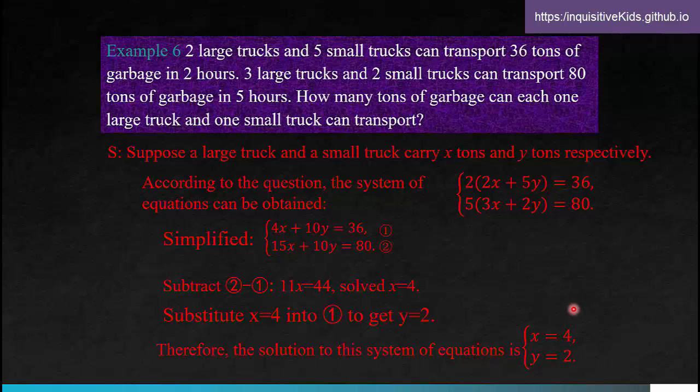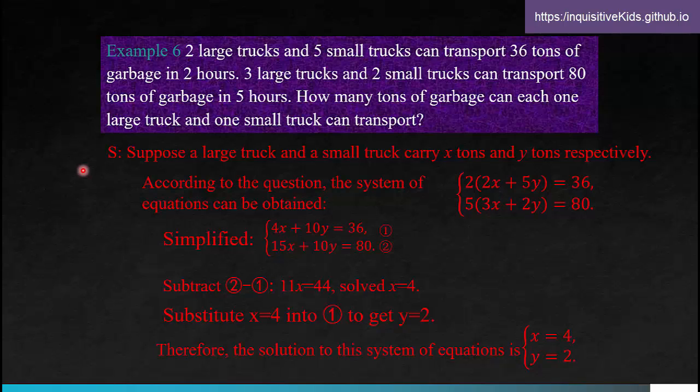So let's look at the solution. Suppose a large truck and a small truck can each carry x tons and y tons at one time, respectively. According to the question, the system of equations that can be obtained is, and we have it written out right here. Simplify, and we have 4x plus 10y is equal to 36. That's equation number 1. Equation 2 consists of 15x plus 10y is equal to 80.